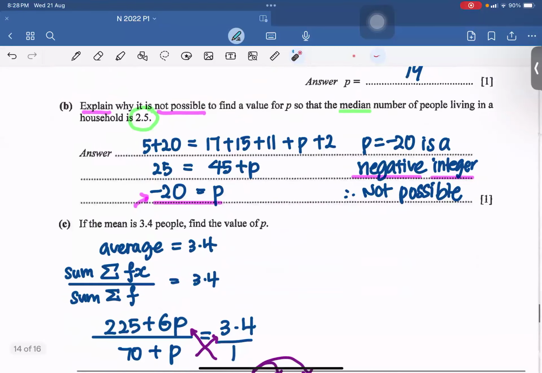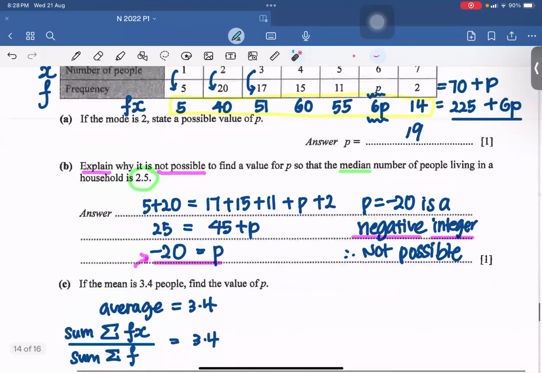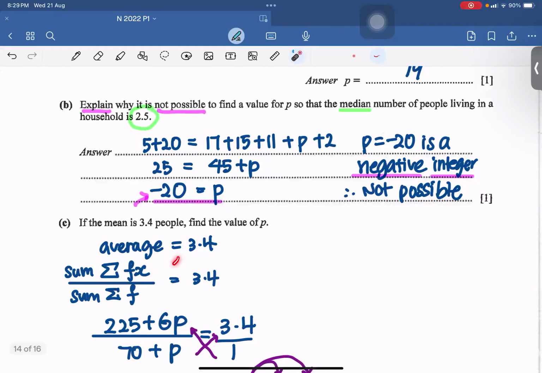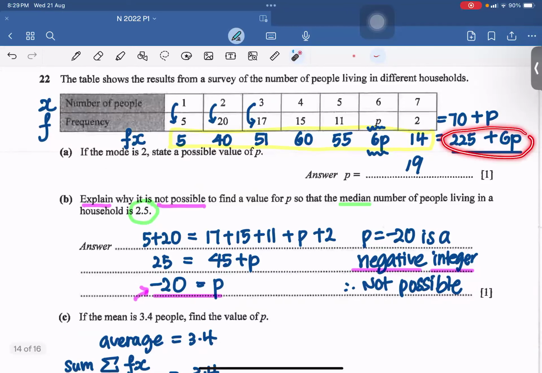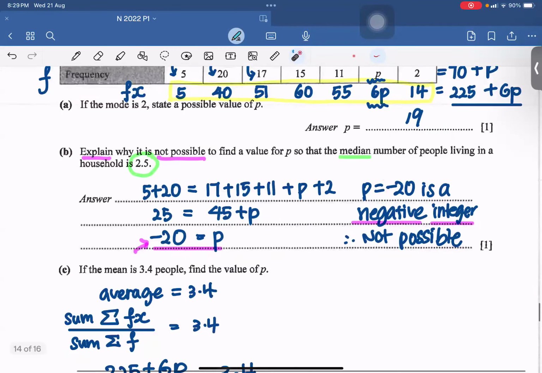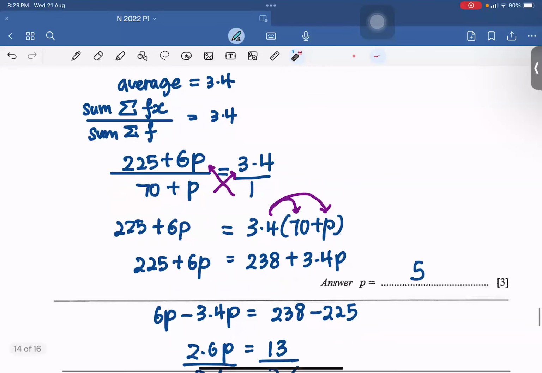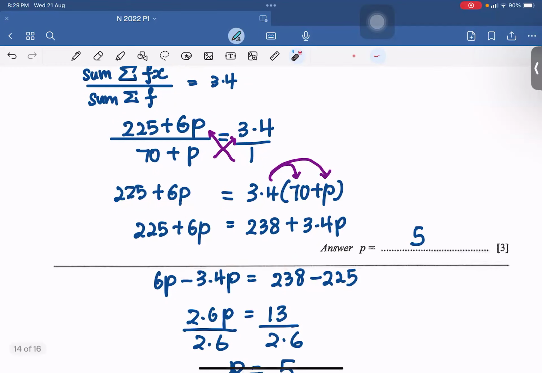Next, find sum of frequency. Which row is the frequency? Row number 2. So I'm going to add all these numbers together except p. Then I put a plus p down there. Then look carefully at the formula. This formula is actually given on the first page. Mean equals sum fx over sum f. So sum fx is number 2 divided by number 1. Then you do cross multiplication, expand, group them together, and solve.